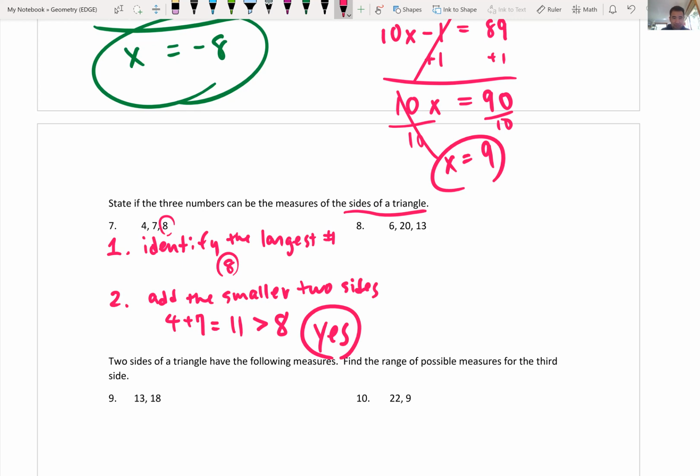Okay, again, let's go through the steps. Identify the largest number. Which one is the largest number? Which is 20. That's the longest stick, right? And then the two shorter is 6 plus 13, and that's 19. Is 19 bigger than the largest? No, 19 is not bigger than 20.